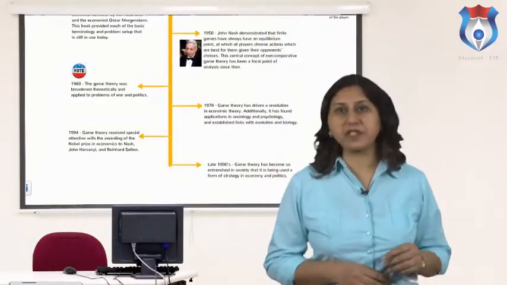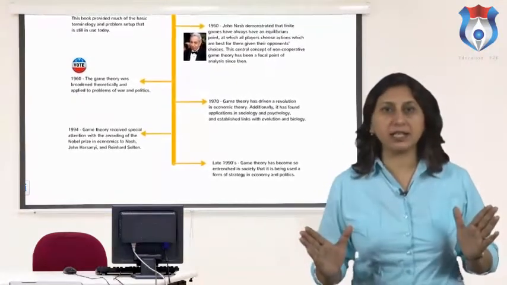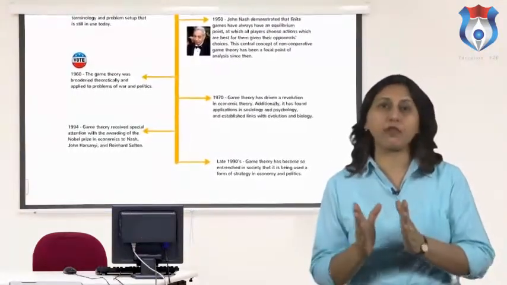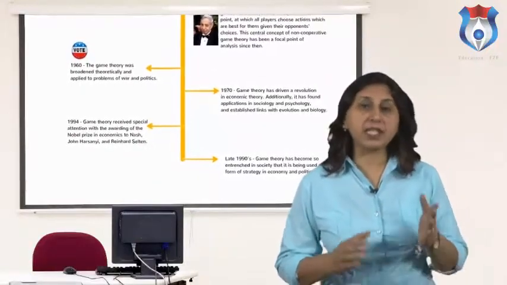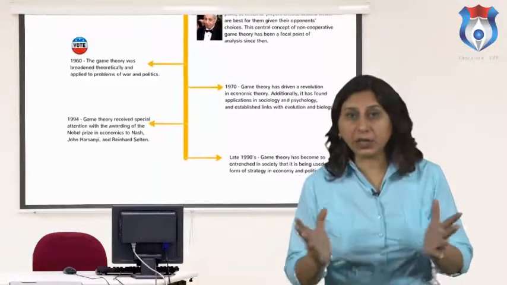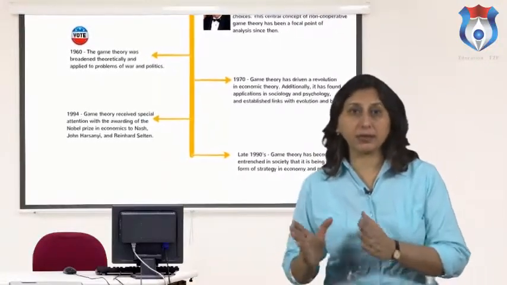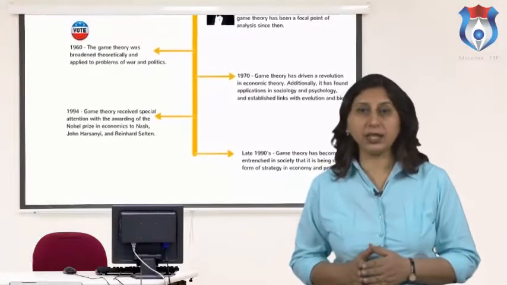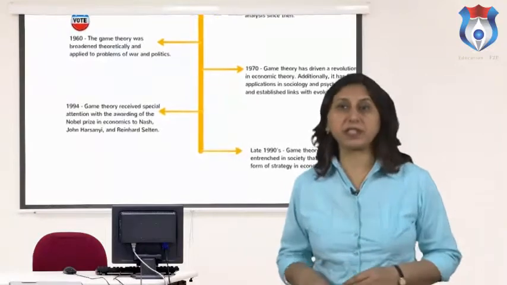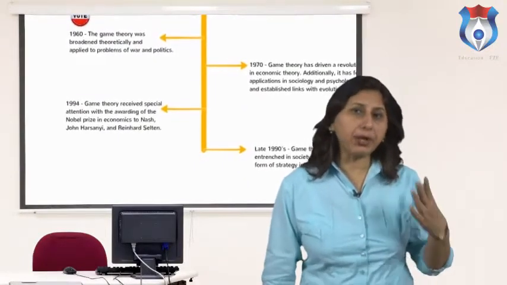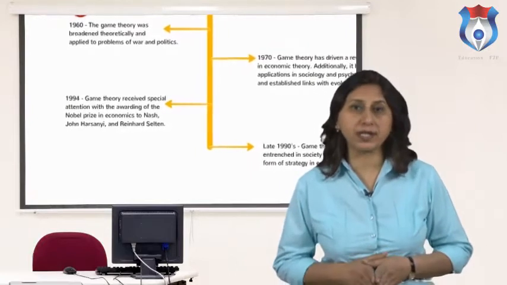In the 1950s and 1960s, game theory was broadened theoretically and applied to problems of wars and politics. Since the 1970s, it has driven a revolution in economic theory. Additionally, it has found applications in sociology and psychology and established links with evolution and biology. At the end of the 1990s, a high-payoff application of game theory has been the design of auctions.